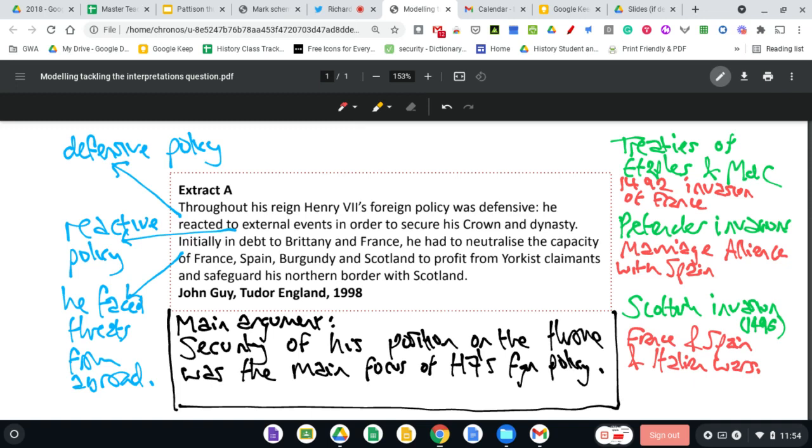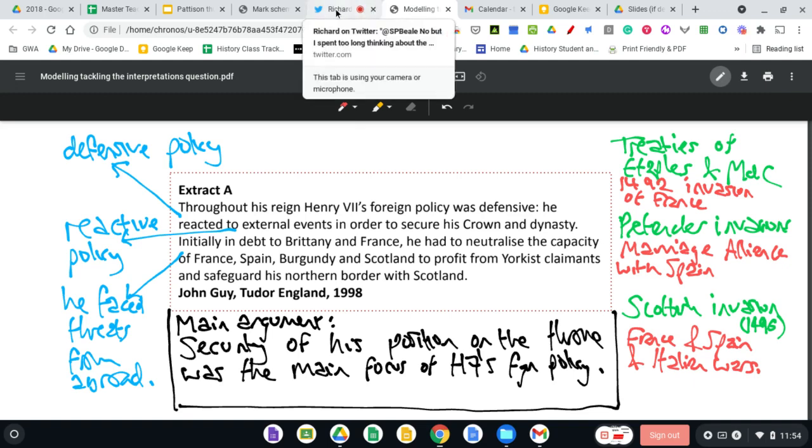And finally, probably the trickiest one, the idea of him having to neutralise the capacity of his rivals. France and Spain are more interested in Italy. They're not focused on gaining victories in England, and there's no better example of that than the fact that France agreed to the Treaty of Etaples because they don't want to be bothered by the pesky English whilst they are seeking further fortune.